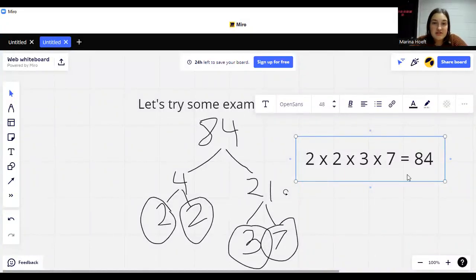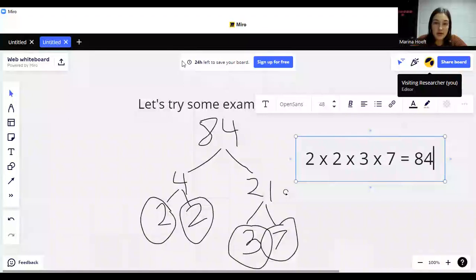Now remember, this equation is telling us that these are all of the prime numbers that make up the number 84, which is our bigger number, right? And we have to include every single number, or else the number wouldn't equal 84.